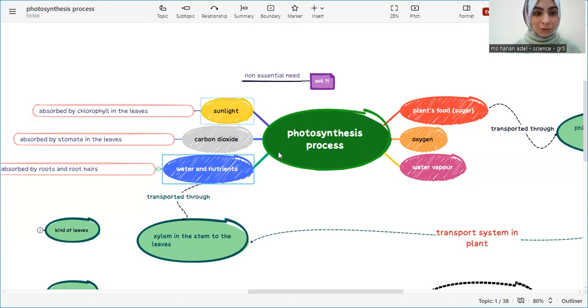Now we have everything we needed. The sunlight will help carbon dioxide and water to mix together, to react together, to give me the plant food. What is the plant food, miss? It's the sugar. Which type of sugar exactly? It's glucose sugar. So now we have the food. Only the food? No, we have another product here, which is oxygen and water vapor. Oxygen and water vapor, they are gases.